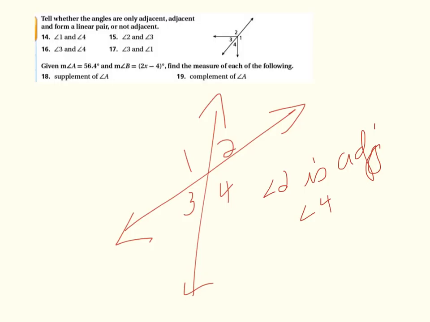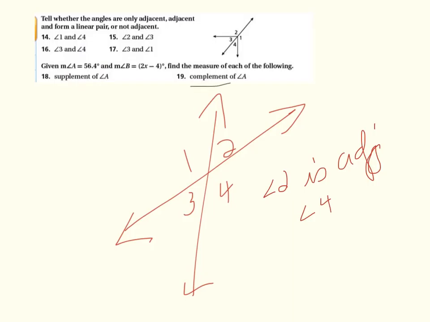Now, for problems 18 and 19, I'm going to go with 19 because that is not assigned, and I don't want to give you answers to the ones that I assigned. So for number 19, it says that you need to find the complement of A. Now, look at this. They give you that angle A is 56.4.